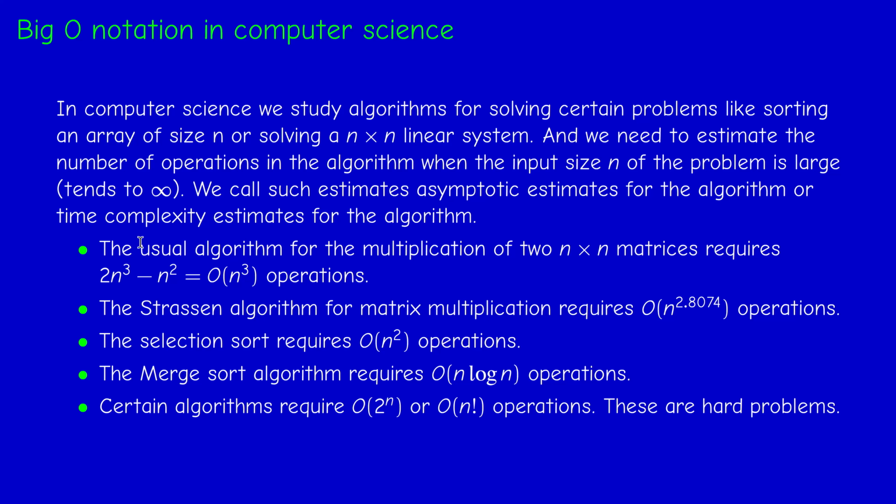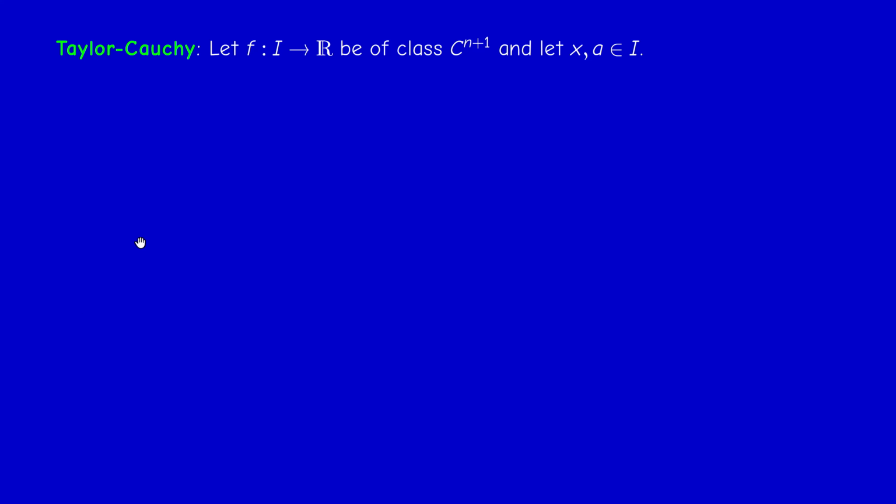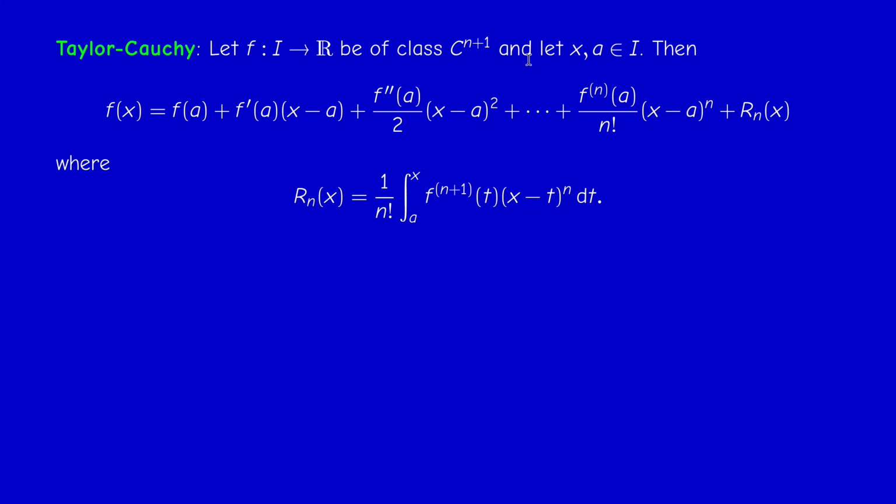Okay, anyway, now let us go back to our Taylor approximations. I will state them first without the proof, and then I will prove them. So Taylor-Cauchy, or Taylor with integral remainder, states what? We have a function of class C^(n+1), so it has n+1 continuous derivatives. If you consider two points x and a in the interval, then we can write f of x as a polynomial of order n in x plus a remainder. And the remainder has a formula: it's 1 over n factorial times this integral.